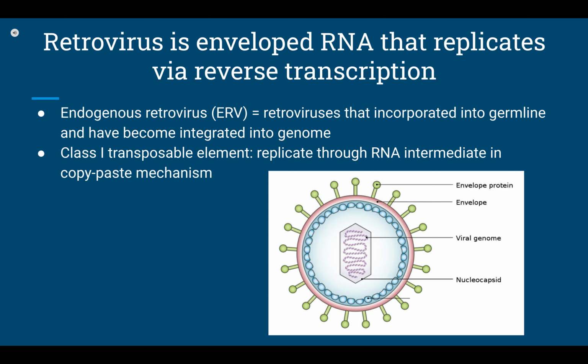And so to talk a little bit about that, a retrovirus is an enveloped piece of RNA, and it replicates through reverse transcription. And specifically, when it becomes an endogenous retrovirus, this basically means that it's been incorporated into the germline so that it's integrated into an organism's genome and it can be passed on through generations. And so this functions as a class 1 transposable element. And so, as I said before, this entails that it moves around through the genome through an RNA intermediate, and then it's able to copy and paste into new areas.